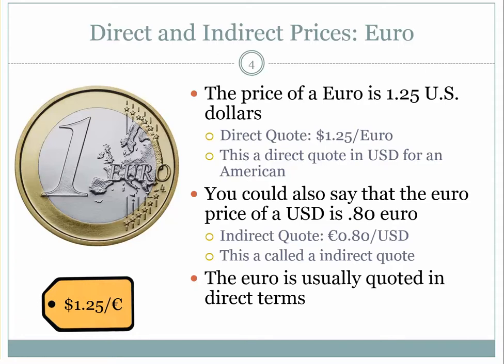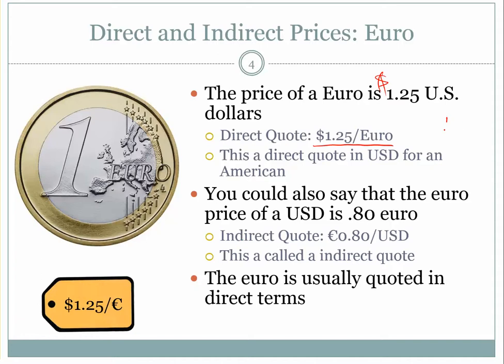Let's look at another commodity, not coffee, but a coin called a euro. The price of a euro coin was about $1.25 per euro for much of last year. So we say the direct quote for an American for a euro is $1.25. This is a direct quote in US dollars for an American.